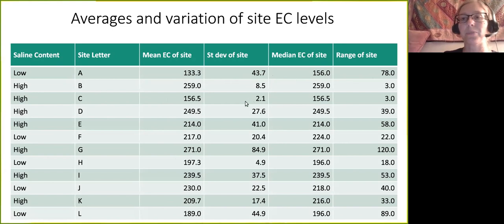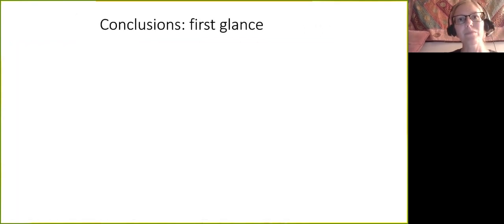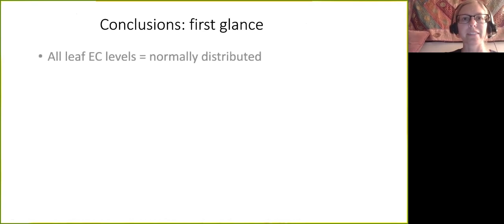So standard deviation is really all over for each site. We have 2.1 for our site C, but then you see at site G, it's actually 85. It's a really big difference in the standard deviation. So the sites are really variable between each other. Again, when you look at the median, it's doing its own thing, but when you look at the range, we have a lot of variation. We have B and C have 3, and then we have 120 at G. So it's just all over the place, which kind of makes you wonder about all of the variation within each site. So what are my conclusions from all of this?